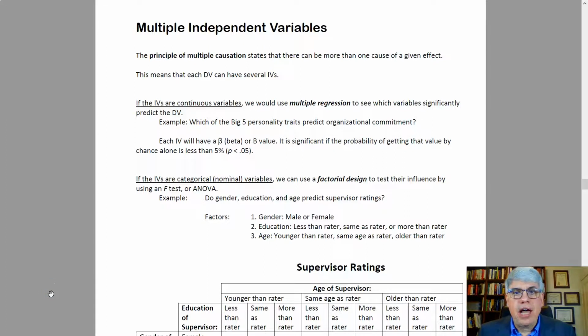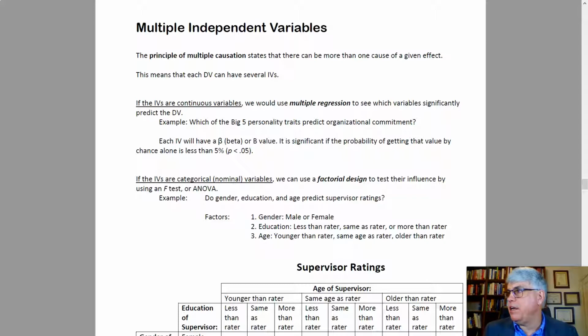Let's look at what happens when we have multiple independent variables causing a dependent variable. So we have several sources of influence on whatever we're looking at that influence the dependent variable. Let's look first at how we could draw this out.